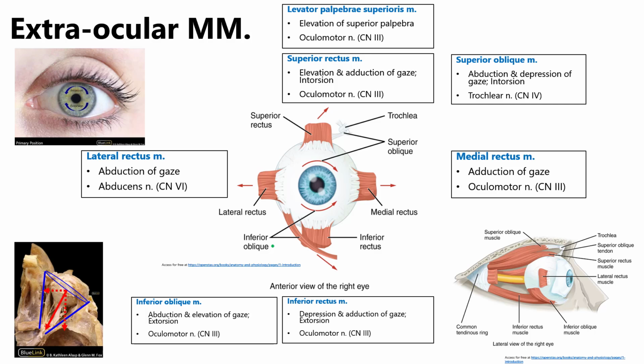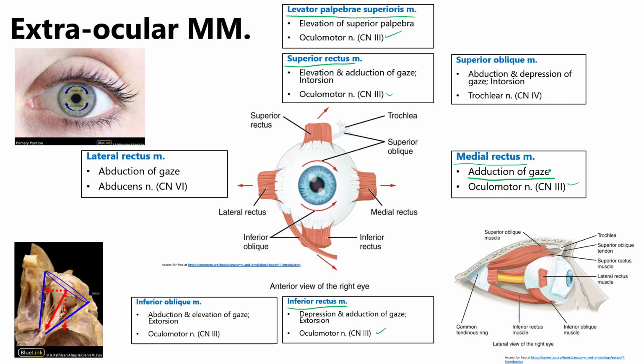So let's do a quick review of the extraocular muscles, their innervations and their actions. So let's start with levator palpebrae superioris, because it's the only one that doesn't attach to the eye. It's innervated by the oculomotor nerve, cranial nerve 3, and when it fires, it's going to elevate the superior palpebrae. Now let's look at the rectus muscles. Superior rectus, medial rectus, and inferior rectus are all innervated by cranial nerve number 3. Boop, boop, boop. And they all have some component of adducting gaze.